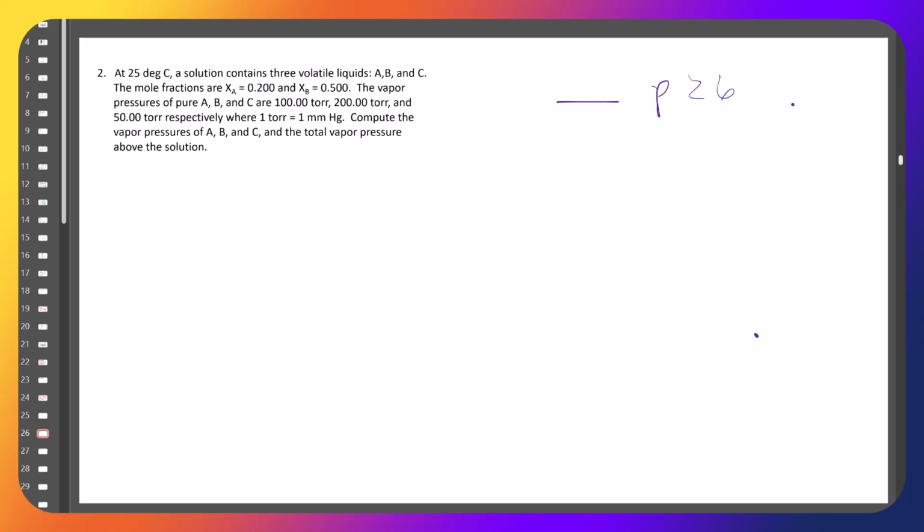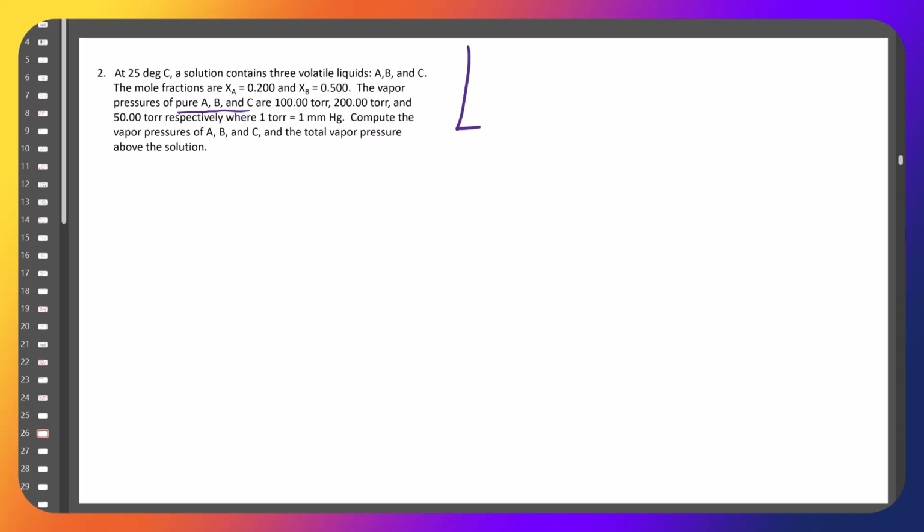A solution contains three volatile liquids, A, B, and C. The mole fractions are XA equals 0.2 and XB equals 0.5. No information about XC. We're given the vapor pressures of pure A, B, and C, respectively 100, 200, 50 torr, where 1 torr is 1 millimeter mercury. Compute the vapor pressures of each component and the total vapor pressure above the solution.